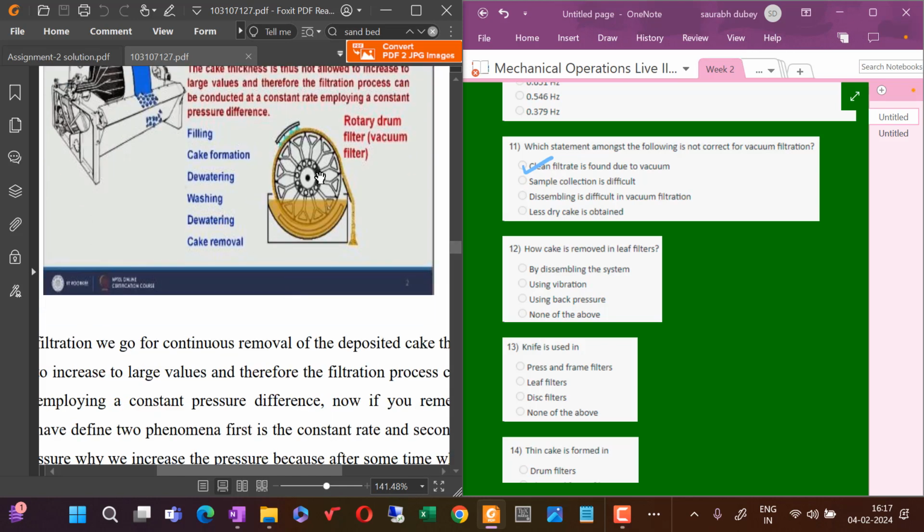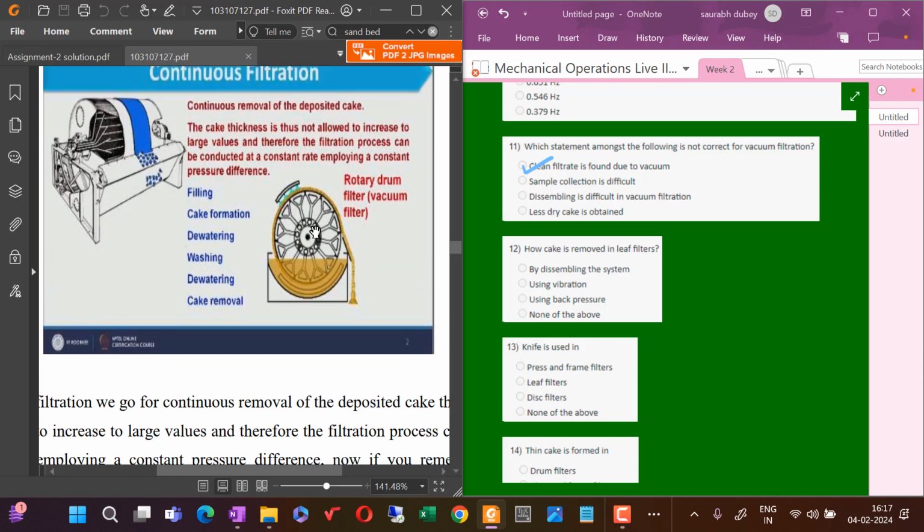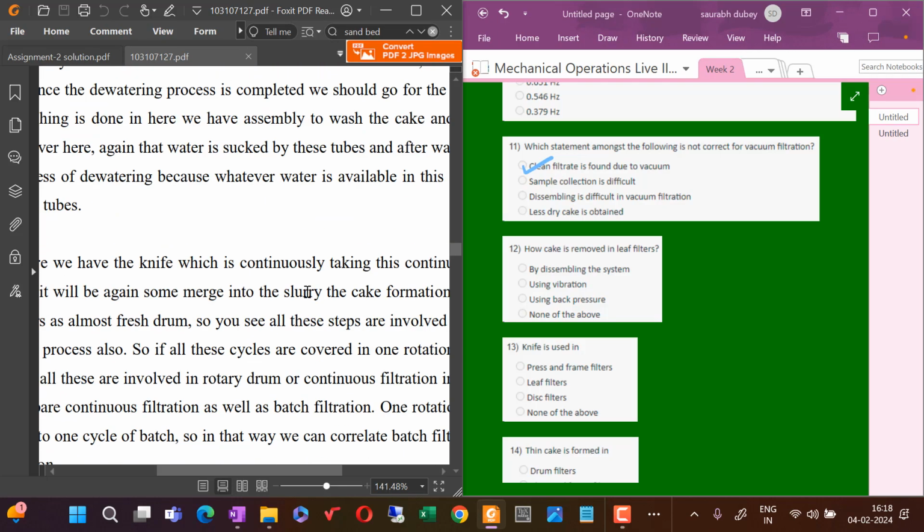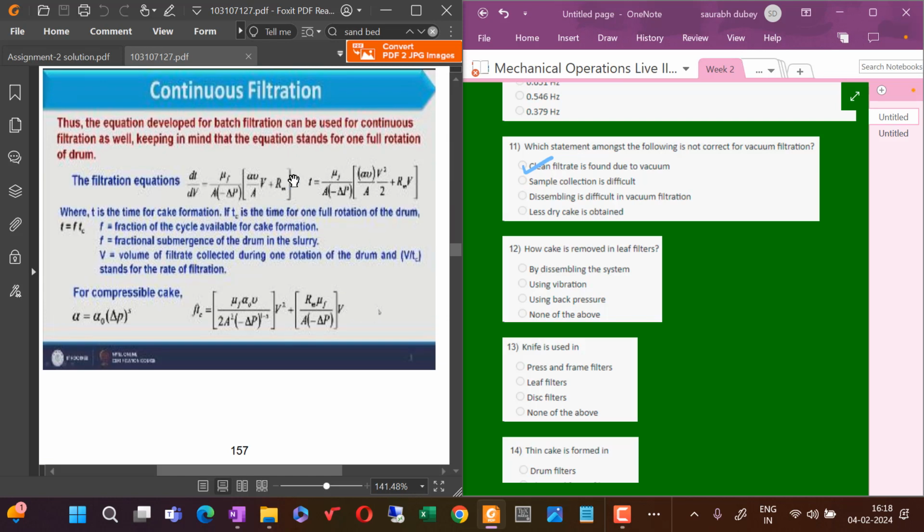These are the knobs where the vacuum is happening, the vacuum filter. These Y-shaped channels are where washing is happening, and at the same time vacuum is happening, so that the entire clean surface is ready again after the cake removal. So what is happening? Filling, cake formation, dewatering, washing, dewatering, and cake removal. This is the one that has to be looked at.